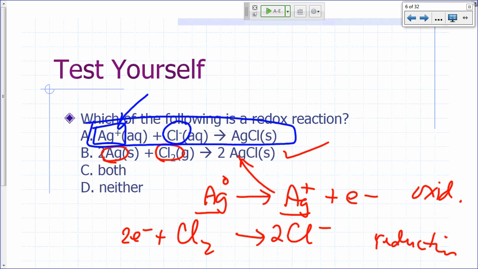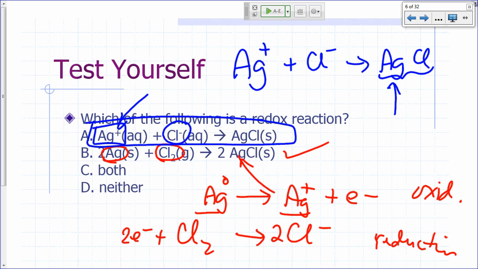But how do we know that this is not a redox reaction? Well, Ag plus chloride gives you AgCl. What do we know about silver and silver chloride? It has a charge of +1, and the chlorine in silver chloride has a charge of -1. Nothing happened to the silver. It's still +1. Nothing happened to the chloride. It's still -1. They just happen to have come together to form a precipitate.